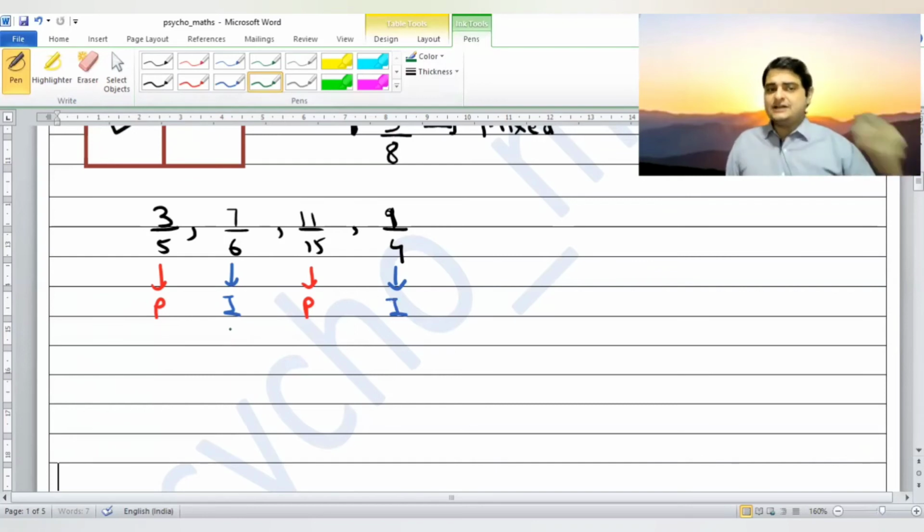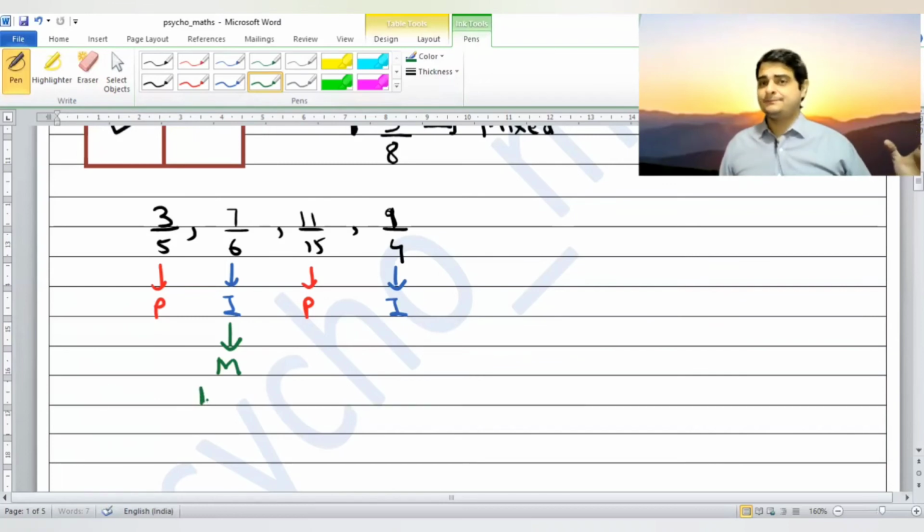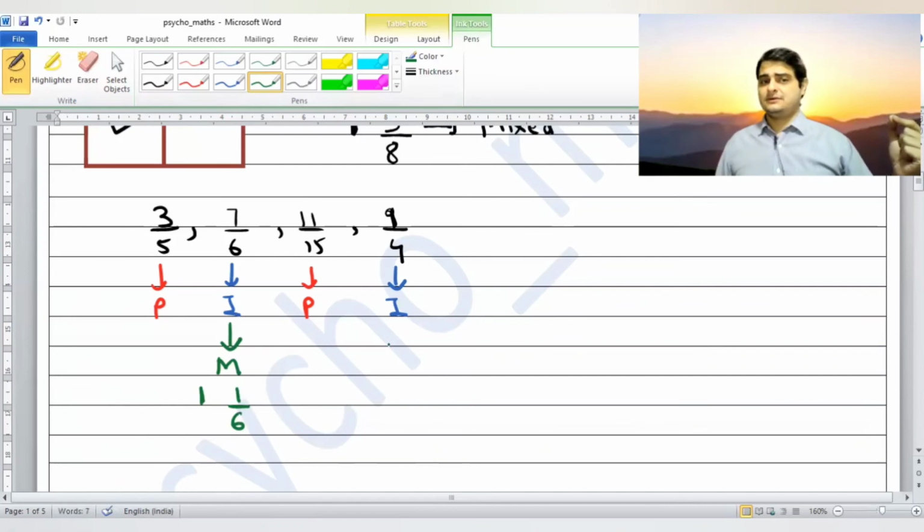Just imagine when you're converting the improper to a mixed fraction, just imagine chocolates having 6 pieces and you need 7 pieces in all. So for the mixed fraction, what is to be done? Obviously, one chocolate has completely gone to your friends. 6 friends, 6 are gone. One chocolate is gone. Still you need one more piece from the second chocolate. Got it?